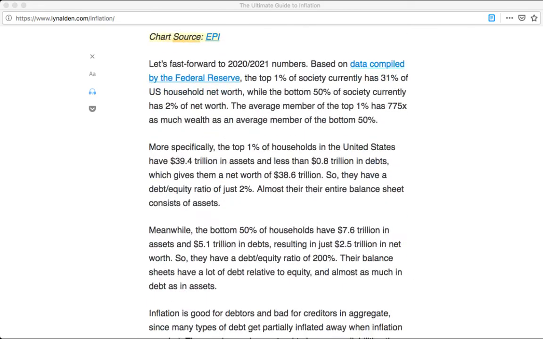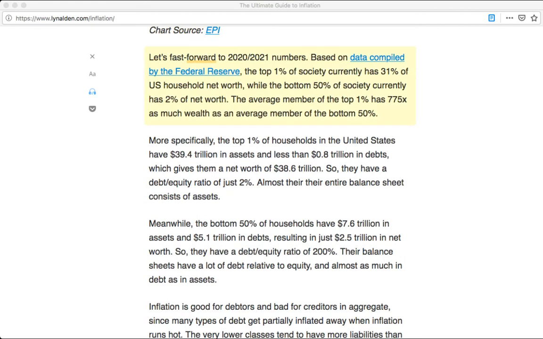Chart source: EPI. Let's fast forward to 2020-2021 numbers. Based on data compiled by the Federal Reserve, the top 1% of society currently has 31% of U.S. household net worth, while the bottom 50% of society currently has 2% of net worth. The average member of the top 1% has 775x as much wealth as an average member of the bottom 50%.